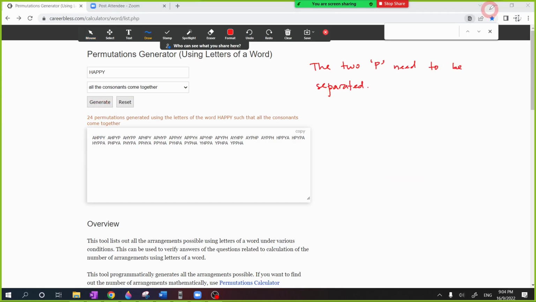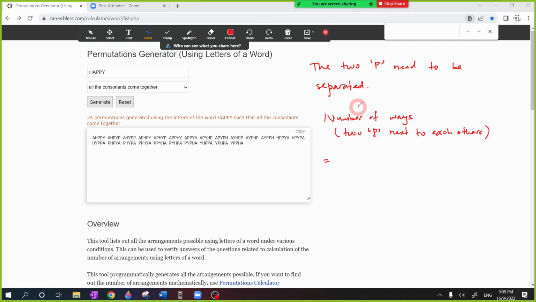Okay, now this time let's change the question to this. The 2 Ps need to be separated. That means the 2 Ps cannot be together. So we can do it this way. First, we find the number of ways with the 2 Ps being together. The 2 Ps next to each other. This is not the final answer.